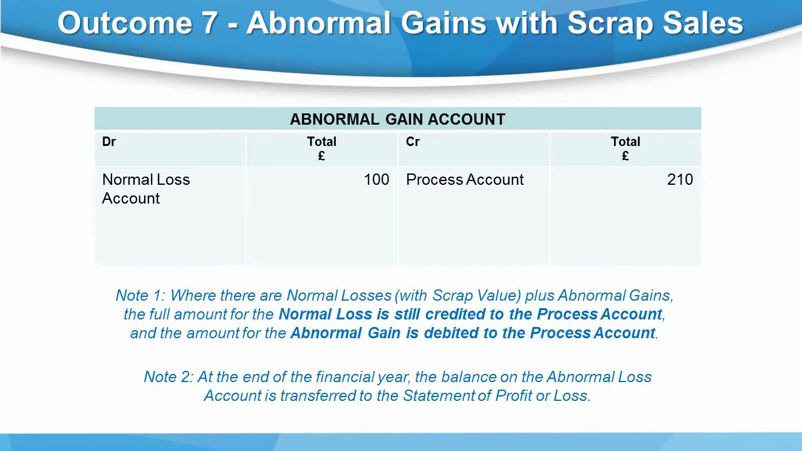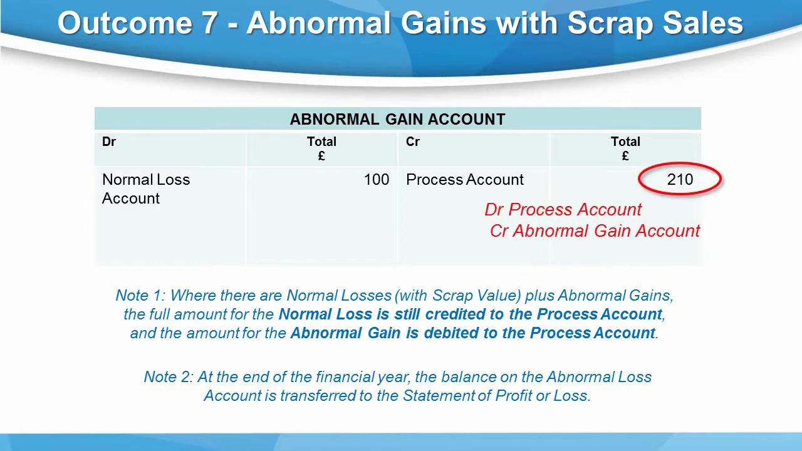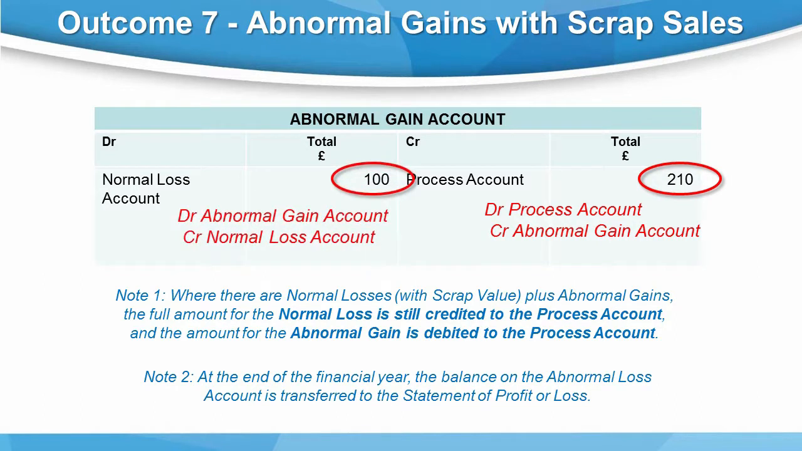Now, in the abnormal gains account, we can see there are two entries: the abnormal gain of £210 from the debit side of the process account, and a debit entry for £100, which represents the 200 kilograms normal loss we expected to be able to sell but couldn't due to the abnormal gains. The credit entry for this would be to the normal loss account.